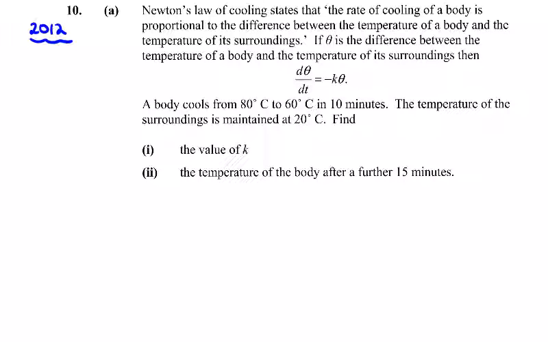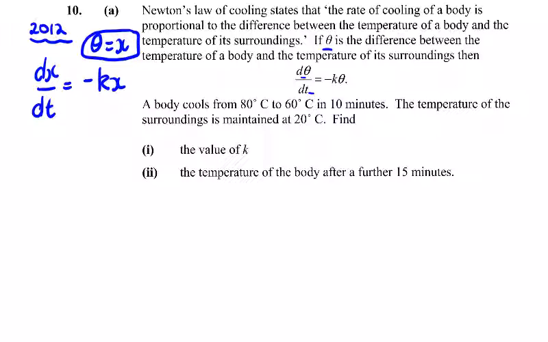2012 question 10a. Newton's law of cooling states that the rate of cooling of a body is proportional to the difference between the temperature of a body and the temperature of its surroundings. If theta is the difference between the temperature of the body and the surroundings, we have d theta dt is equal to minus k theta. I'm going to change this to dx dt, minus kx, just to keep it consistent to what we're used to using. Just let theta equal x, and we'll come back to it at the end of the question.